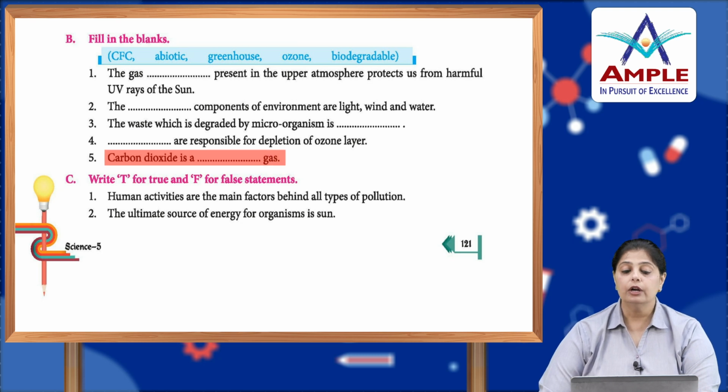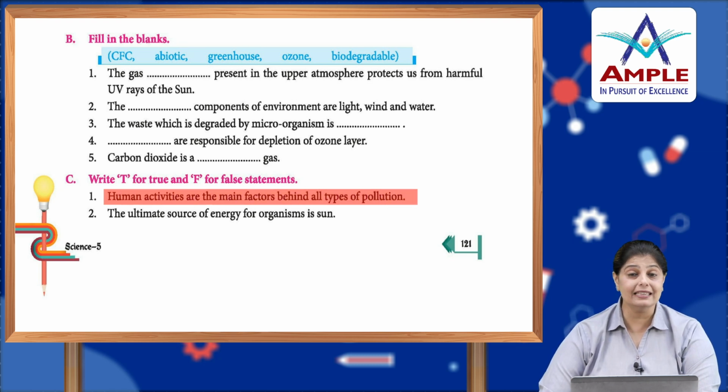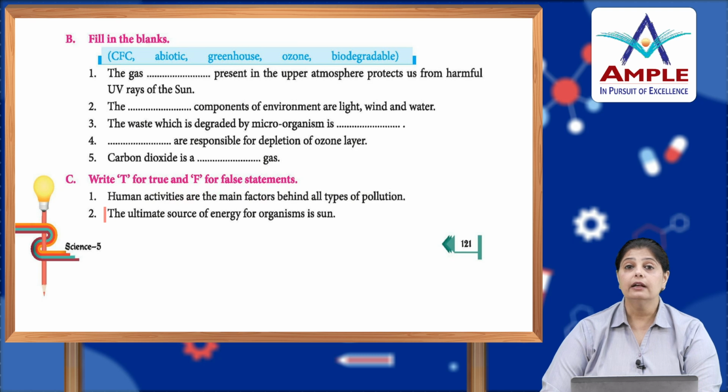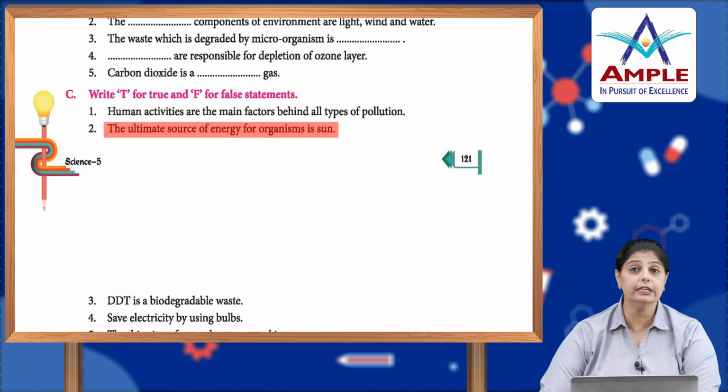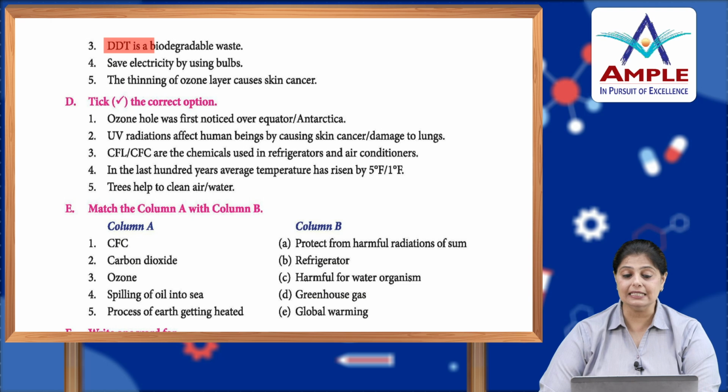Okay. Now, write T for true and F for false statements. Human activities are the main factors behind all types of pollution. Yes, indeed, they are. The ultimate source of energy for organisms is sun. Absolutely true. DDT is a biodegradable waste? No. It is used in fertilizers. It is not a biodegradable waste.